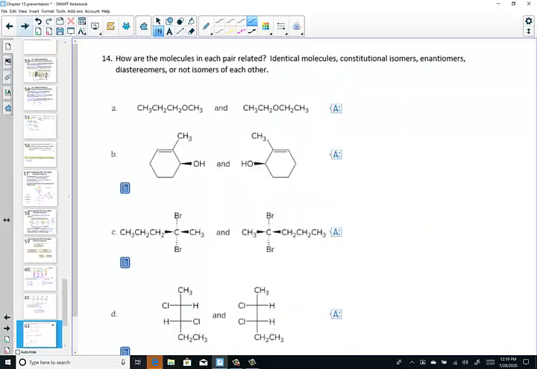Oh, you're doing great work. Pause the video and try these last few out. How are these molecules related? Are they identical? Constitutional isomers? Enantiomers? Diastereomers? Or are they not isomers of each other at all? Kind of the ultimate check. Give yourself some time to work through these examples and come back to me when ready, and we'll talk through them together.